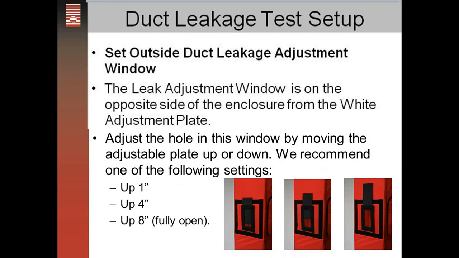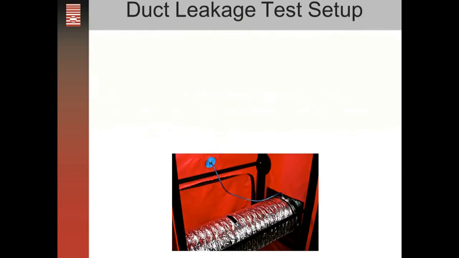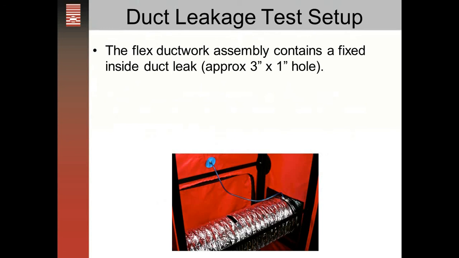And the recommended settings for this is either have it 1 inch open, 4 inches open, or fully open. Those are the three options for your leakage to the outside to get the best, most repeatable readings. And then this is a view from the inside. During the total duct leakage test you don't have to have the blower door installed. You can do that without, as it's shown here, without the blower door installed on the front. You can do the total duct leakage test that way.